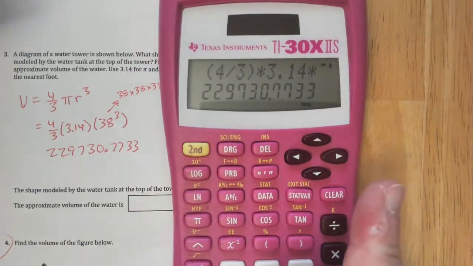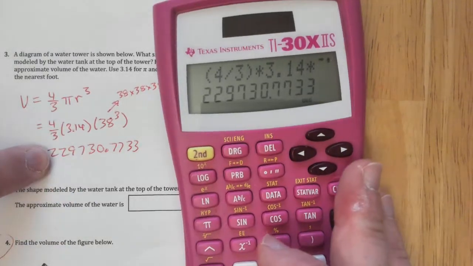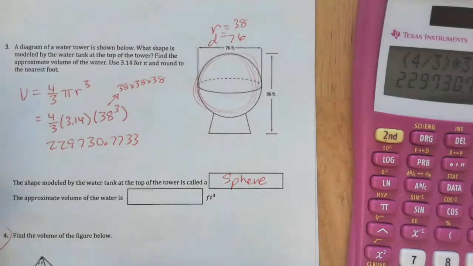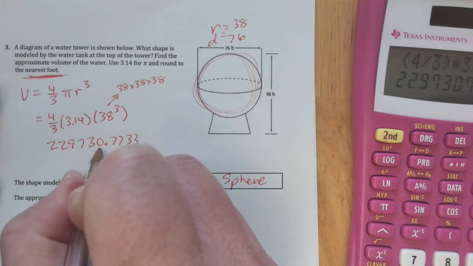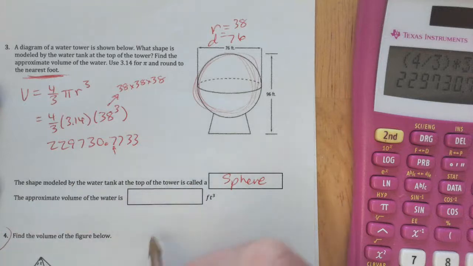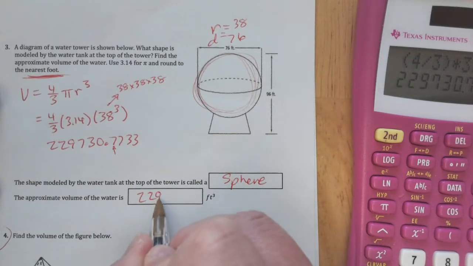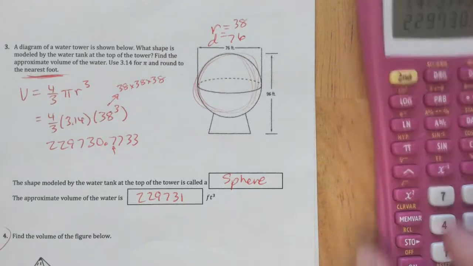All right, so you just need to make sure you know how to use your calculator. So actually type it in your calculator, make sure you're getting this number, and just be aware of how your calculator is used. And they said to the nearest foot, so nearest whole number. So are we staying at 30 or are we going up to 31? The 7 made that decision for us. We're going to 31. So 229,731 is your final answer.